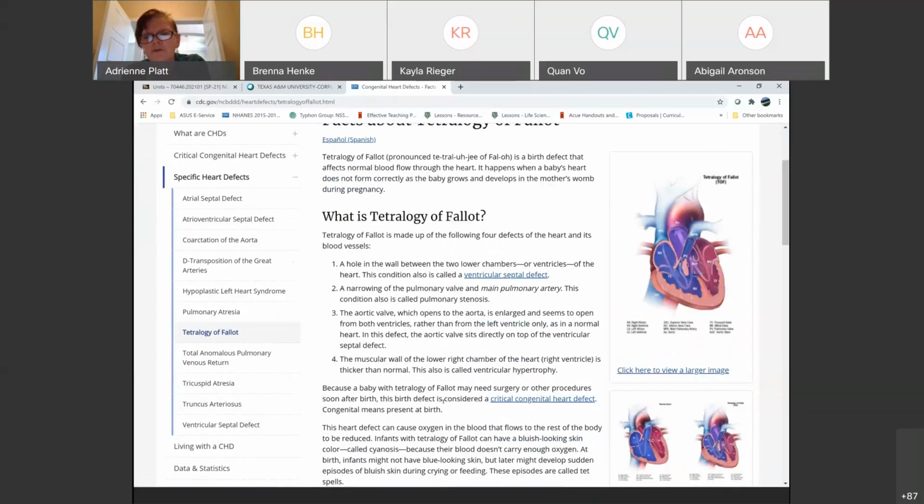Their surgery is based on how many tet spells they're having. And the tet spells, they're like getting upset or screaming and that type of thing. And then they're not getting oxygen. So, treatment for a tet spell.